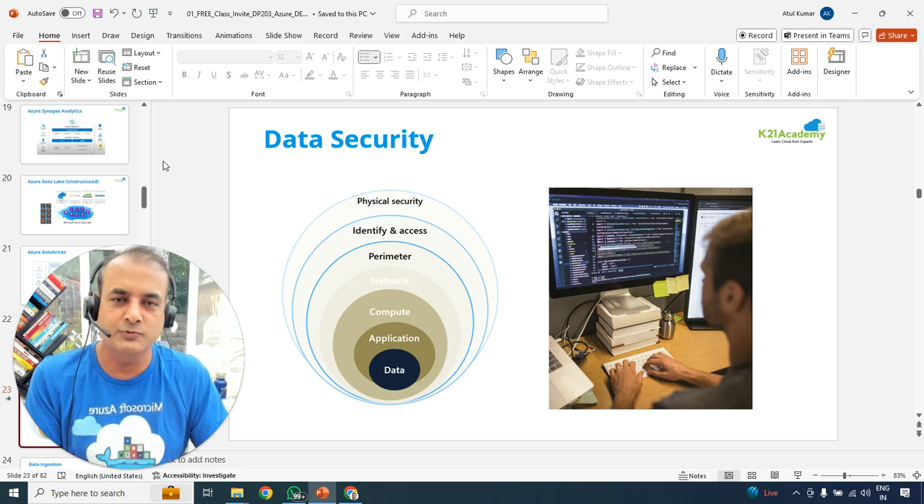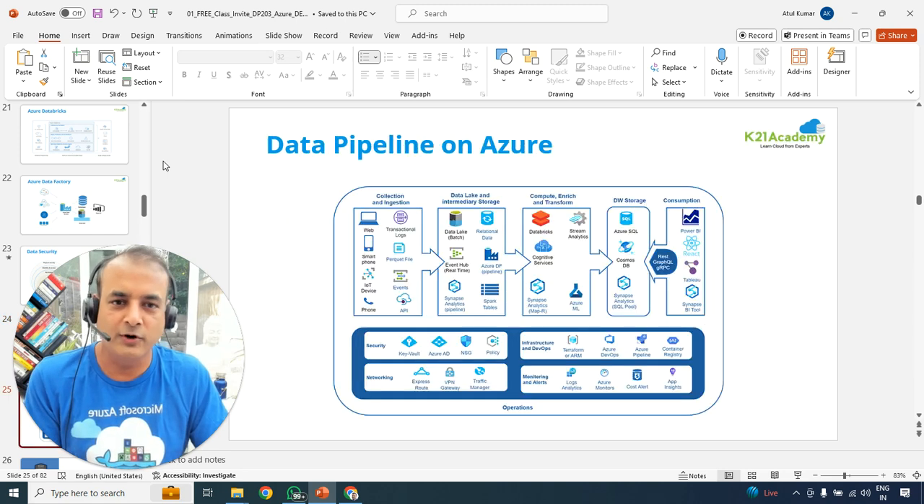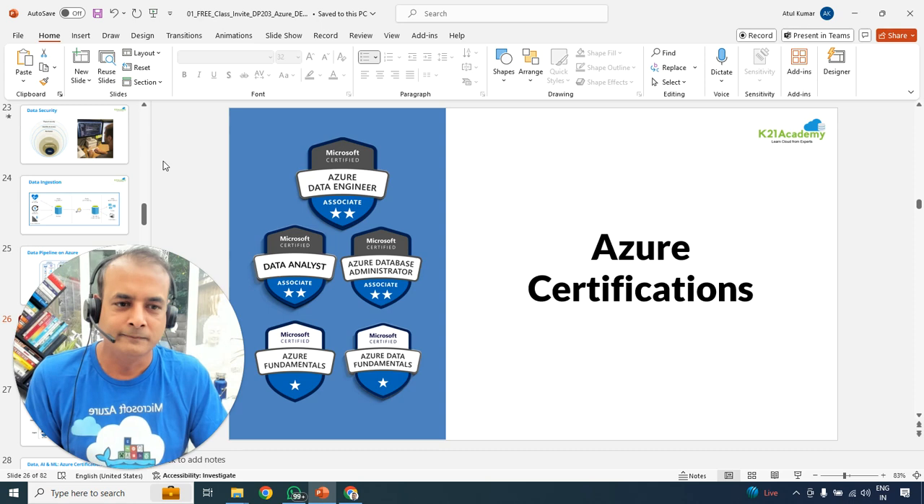So we'll briefly touch base on the different security layers you should be looking at. And then data ingestion, including how data comes from different sources to processing to the exploration part, and the data pipeline, which is, I think, the most critical thing for data engineers to do: building the data pipelines, managing them, running them as well.